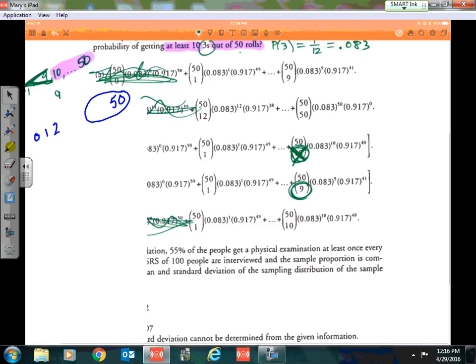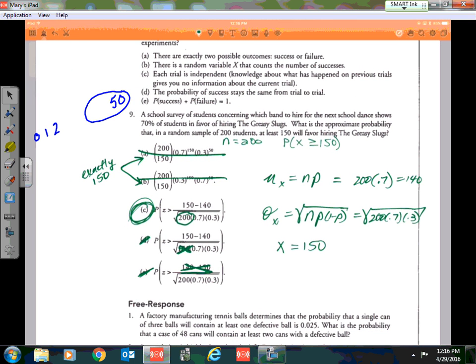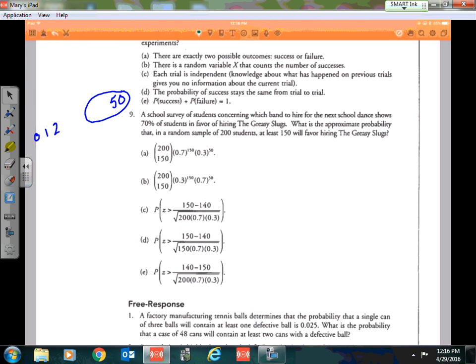6, 7, I'm not going to do, and 8, I'm not going to do. Sorry, number 9, I'm doing number 9. Okay, so on number 9, a school survey of students concerning which band to hire for the next school dance shows 70% want to hire the Greasy Slugs. What's the approximate probability that a random sample of 200 students has at least 150 who will favor hiring the Greasy Slugs? So I want a sample of size 200. I want at least 150.